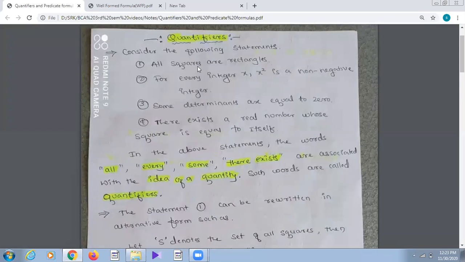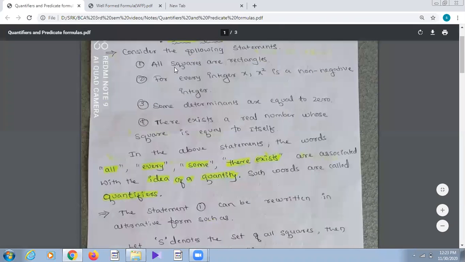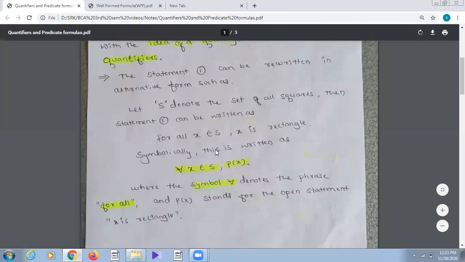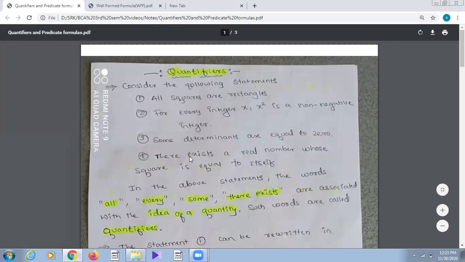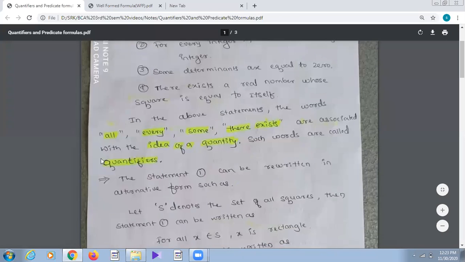Don't get confused about the sentence we converted into symbolic form. This will not be asked in the exam. They will only ask theory. What theory? That is the definition of quantifier and the existential and universal quantifier. Remember this concept and remember these words.